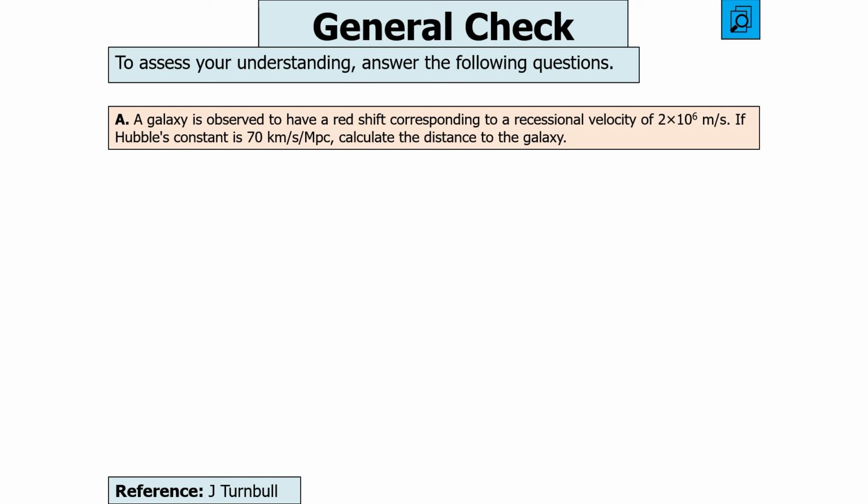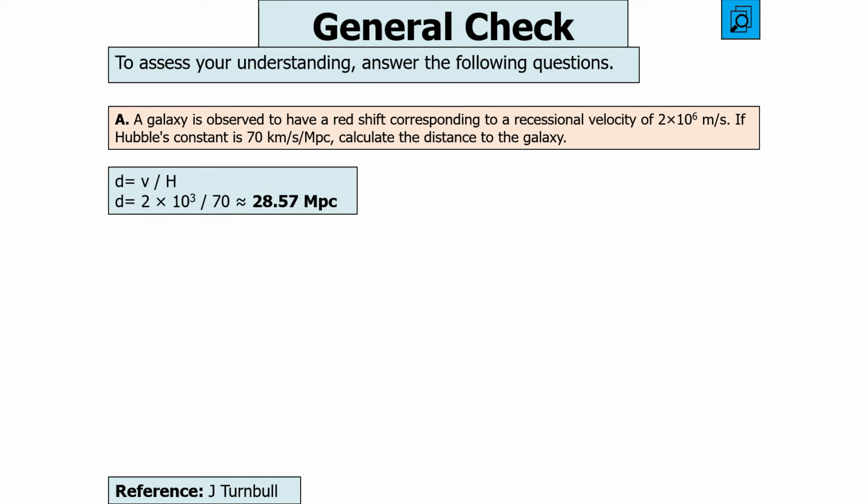A galaxy is observed to have a redshift corresponding to a recession velocity of 2 times 10^6 meters per second. If Hubble's constant is 70 km per second per megaparsec, calculate the distance to the galaxy. Well, d = v/H, so it's 2 times 10^3 over 70, which is 28.57 megaparsecs.